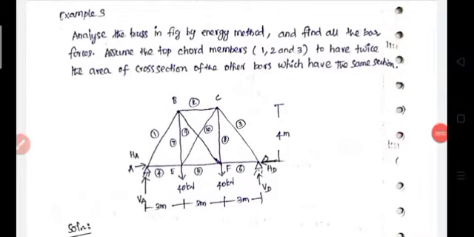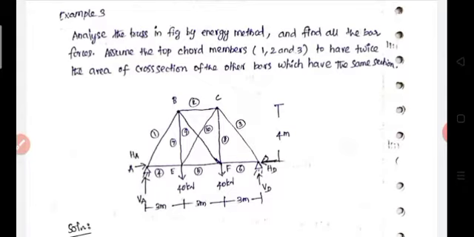Let's start with the third example, analysis of truss. The truss is shown in the figure. By the energy method, find all the bar forces. Assume the top chord members have twice the area of cross section of the other bars, which have the same section. Okay, so this is the given figure. This is the given truss. So again it is an energy method.